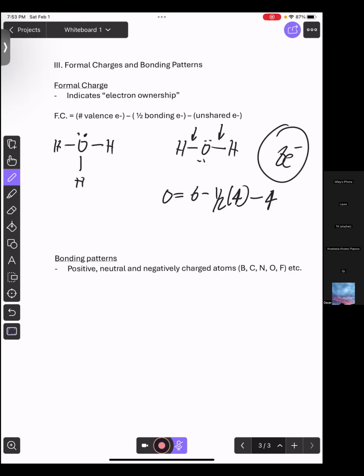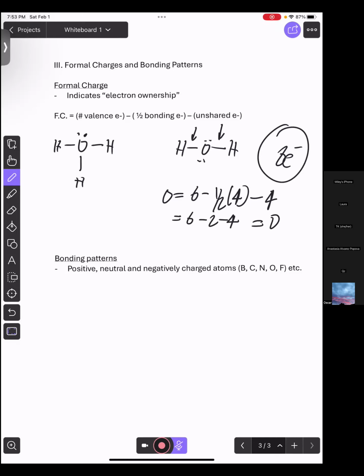So it's 6, its natural state, minus half of how many it has in bonds, minus 4. That gives you 6 minus 2 minus 4, which is 0, right? And this makes sense because oxygen, we know, and we've discovered, and we actually derived it, just likes to make 2 bonds, and it has 2 lone pairs. That is its natural state.